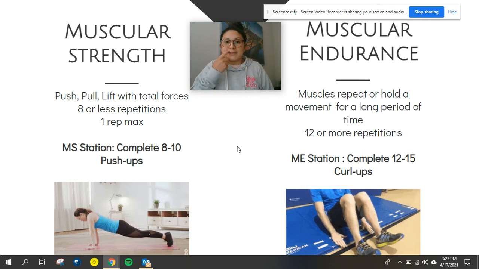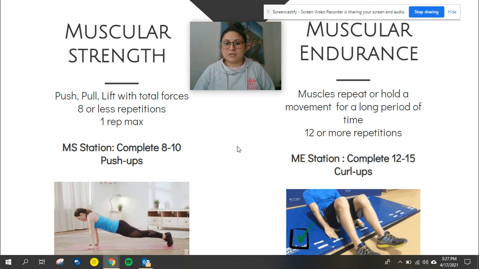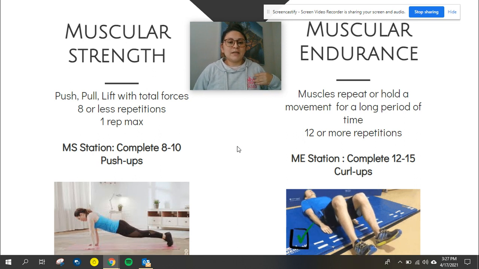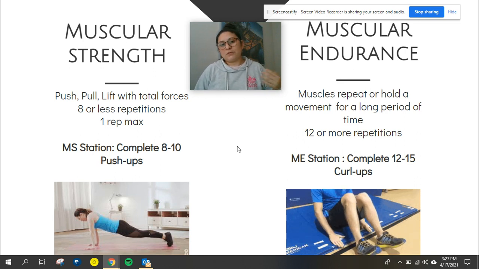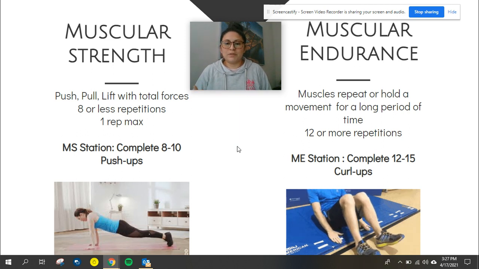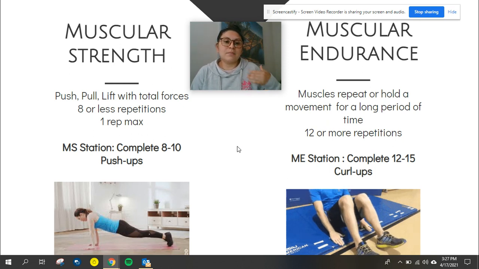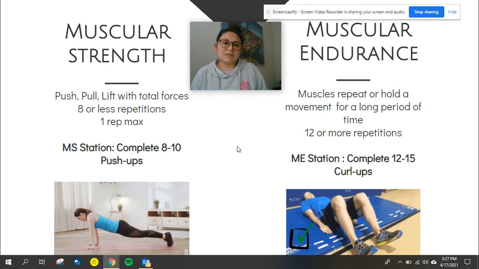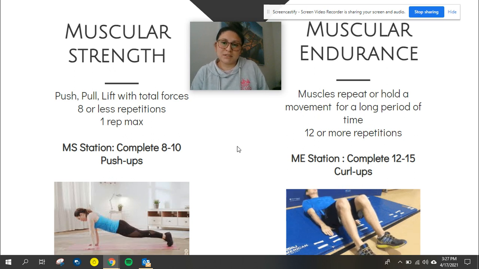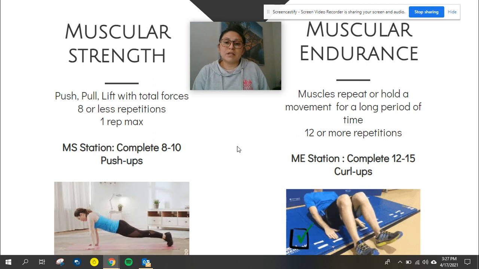So examples that we use to measure our muscular strength and muscular endurance are push-ups and curl-ups in the fitness assessment. You'll notice that for the girls, their score is going to be lower than boys, but that doesn't matter. They still have to completely do the regular push-ups. If you did 8 or less repetitions, that means that you're working on strength. If you do 12 or more repetitions, that means you're working on muscular endurance.